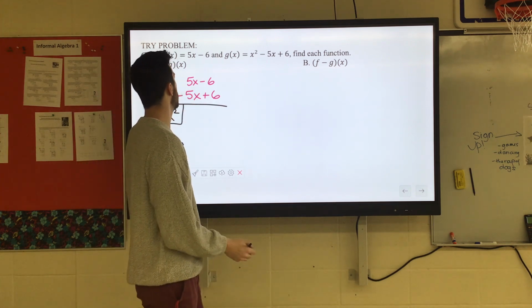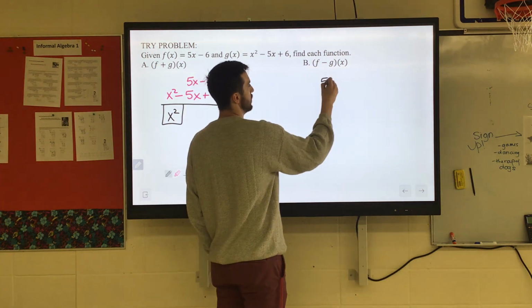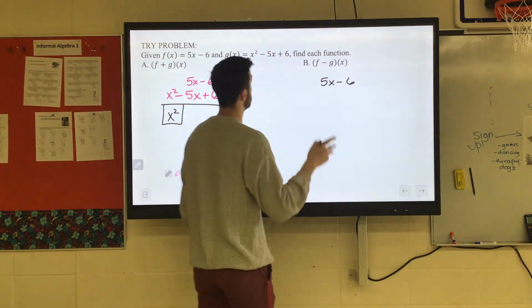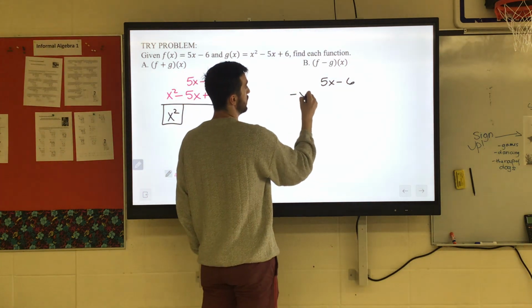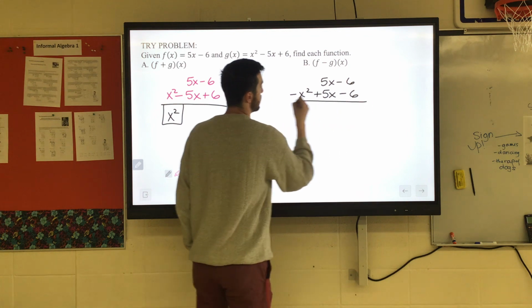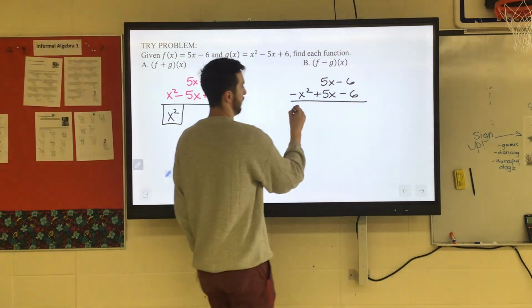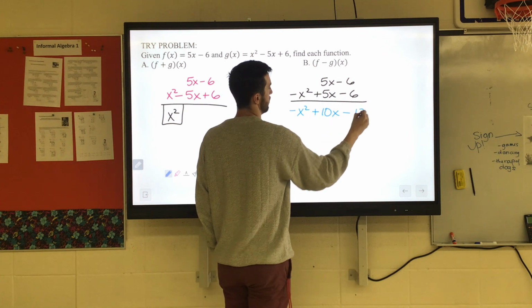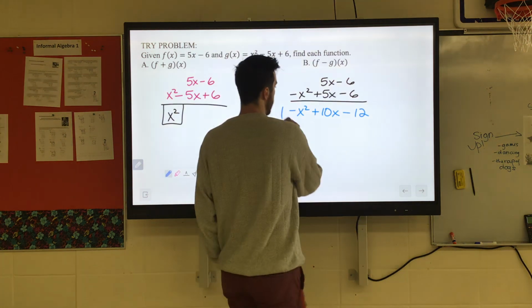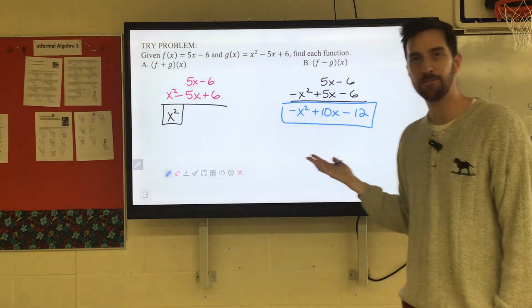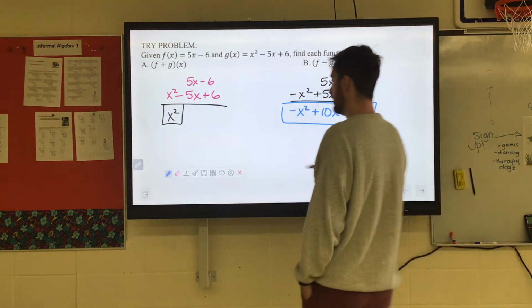F minus g. So we have 5x minus 6. We're subtracting the other stuff. I'm going to make it all just the opposite. So I'll make it negative x squared, positive 5x, and negative 6. Not bad, huh? Ain't too bad at all. All right, I think we're going to multiply them now. Multiply and divide.